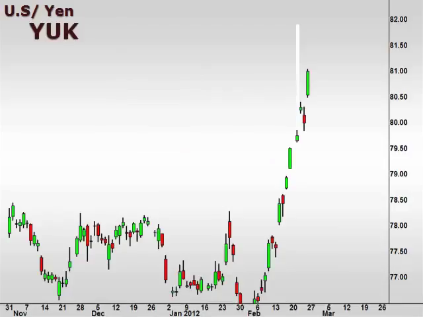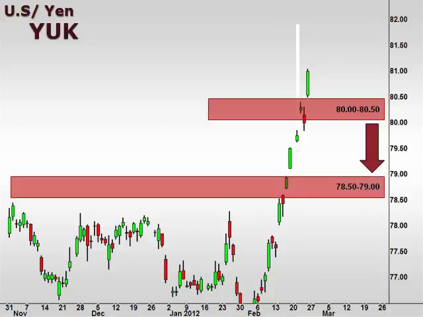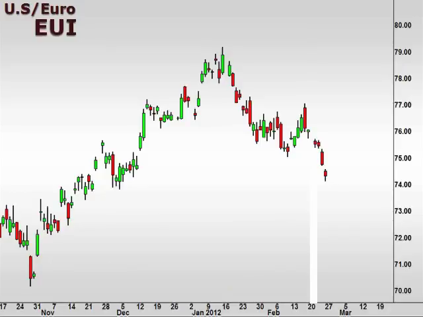Next up, the YUK, the US dollar versus the Japanese yen. Well, the YUK exceeded our anticipated upside target last week, and the 80.5 level assumes the role of support. We are open towards a push towards this 81.5, 82 focal zone this week. A break below 80 opens the window for a retracement, which could see the YUK slip down to test 78.5, 79 for support.